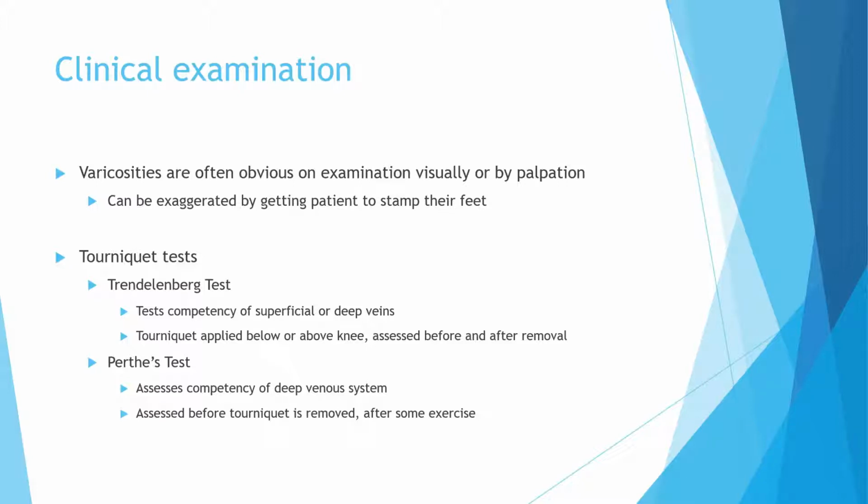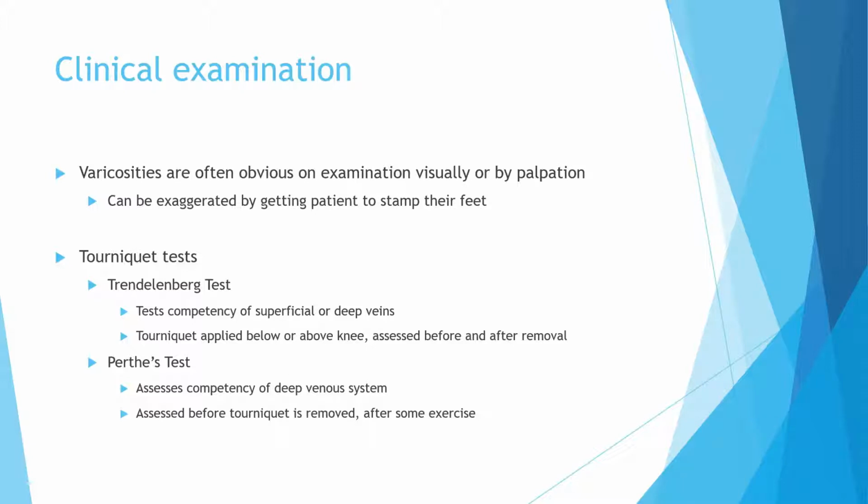And Perthes test assesses the competency of the deep venous system. So in a patient with known varicose veins, in a similar way to the Trendelenburg test, you would raise their leg, try and return as much of the venous blood flow as possible, place the tourniquet around their leg, and get them to stand up and do some exercise, whether that's walking across the room and back, or raising themselves onto their toes and down.